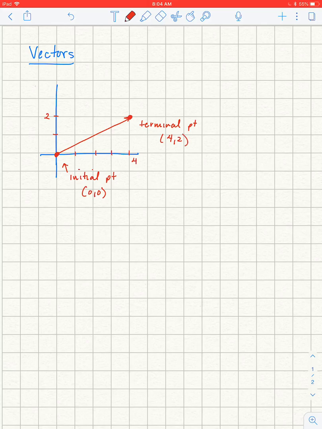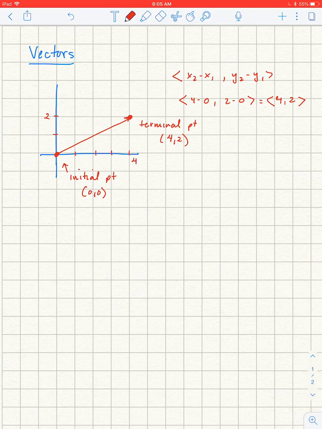And the way you denote the vector is you're just subtracting the x coordinate with the x coordinate. So it's like x2 minus x1 and y2 minus y1. So in our case, we'll have 4 minus 0, and 2 minus 0. So in this easy one, it's just 4, 2 would be your vector.